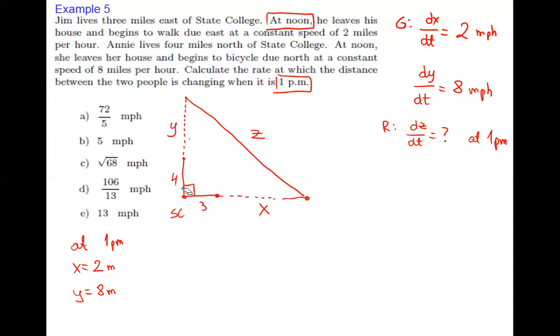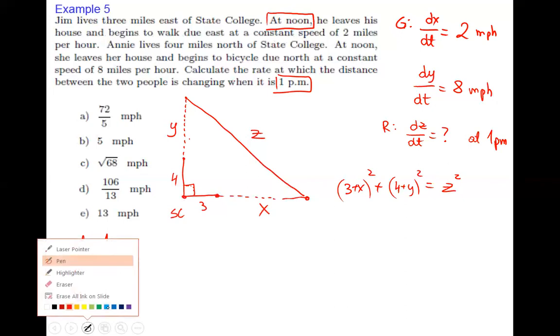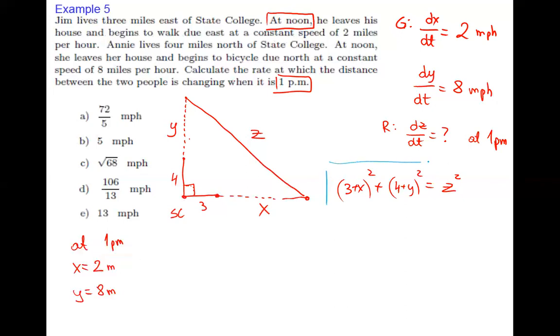This side will be 3 plus x, squared, plus 4 plus y, squared, equals z squared. That's my relation, the Pythagorean identity. But please remember to add 3 and 4. And now let's differentiate. Chain rule, of course.